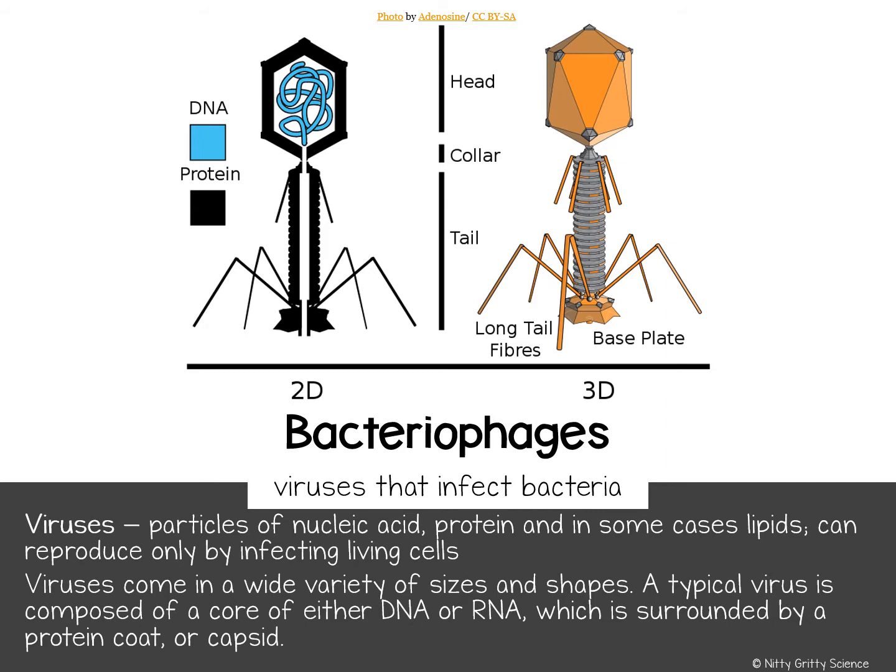Now, the structure that viruses have is well suited to its function. What they do is they enter a host cell and they reproduce. While viruses come in a wide variety of sizes and shapes, a typical virus is composed of a relatively short piece of nucleic acid, either DNA or RNA, and that is surrounded by a protein coat or a capsid.